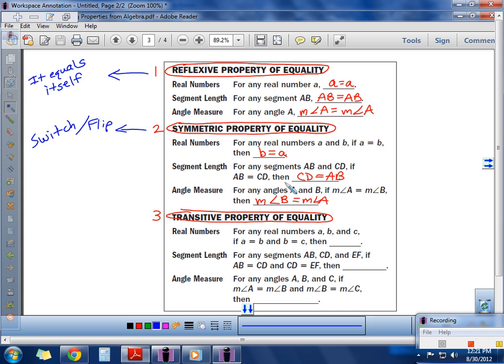Key note, they do not change the order. So if it says AB, we don't change it to BA over here. It stays the same order. You might want to make that note out to the side. The letters or the segment lengths will stay in the same order.